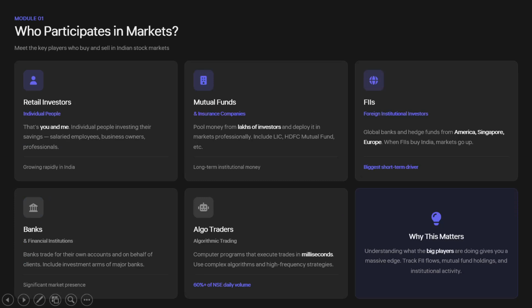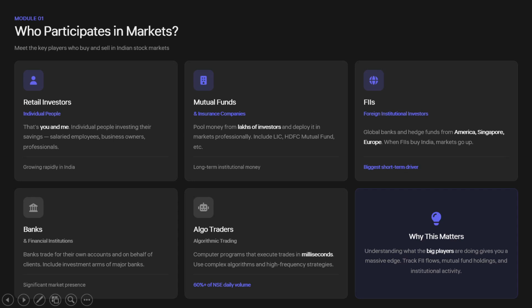Who is actually buying and selling in these markets? Let me introduce you to the key players. First are retail investors, that is you and me, individual people investing their savings. Second, mutual funds and insurance companies. They pool money from lakhs of investors and deploy it in the markets. Third are FIIs, which is foreign institutional investors. Global banks and hedge funds from America, Singapore, Europe.